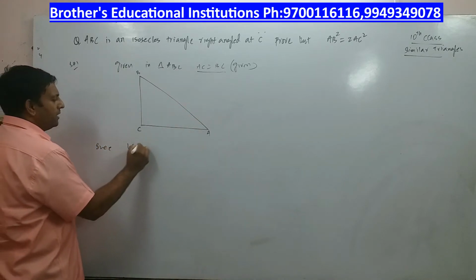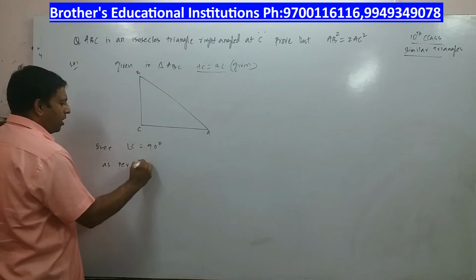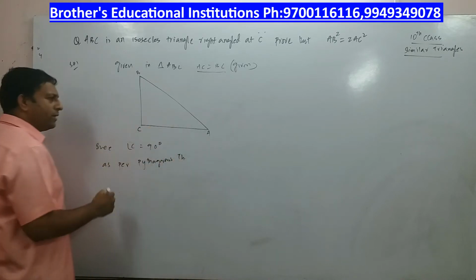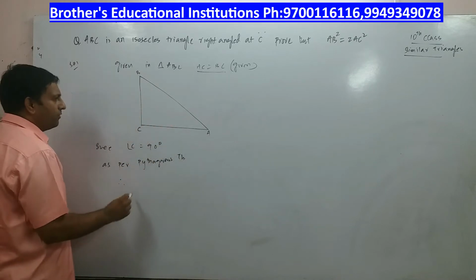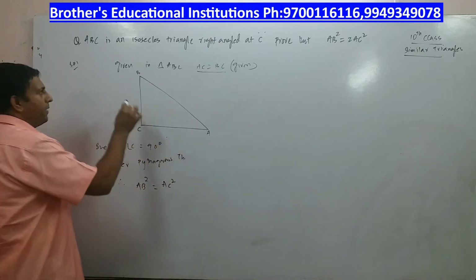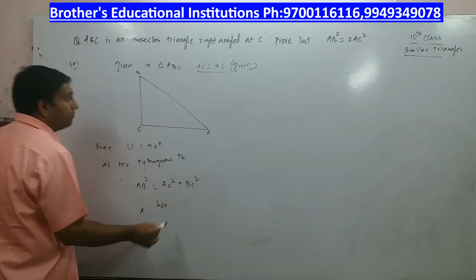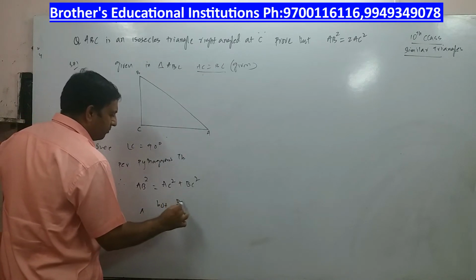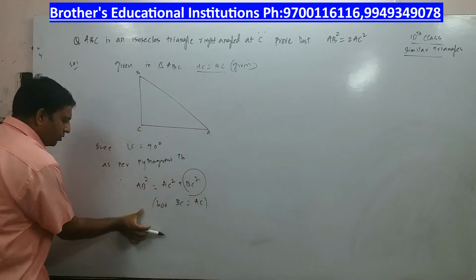Since angle C is equal to 90 degrees, as per Pythagoras theorem. What is Pythagoras theorem? The square on the hypotenuse is equal to sum of the squares of other two sides. So therefore what will you write? AB square is equal to AC square plus BC square. But already AC is equal to BC. So what will I write? Instead of BC, I will write AC. So wherever BC is there, I am going to change. So what will I get?